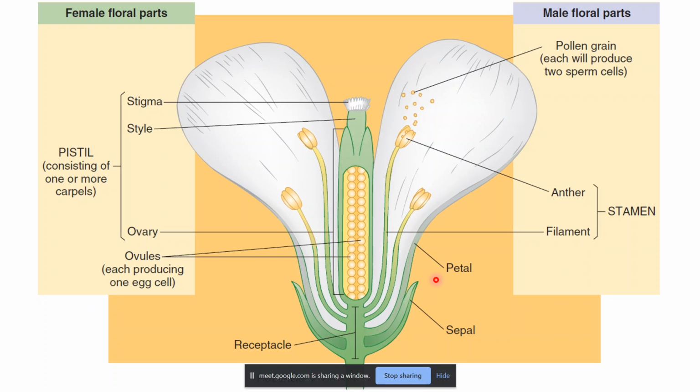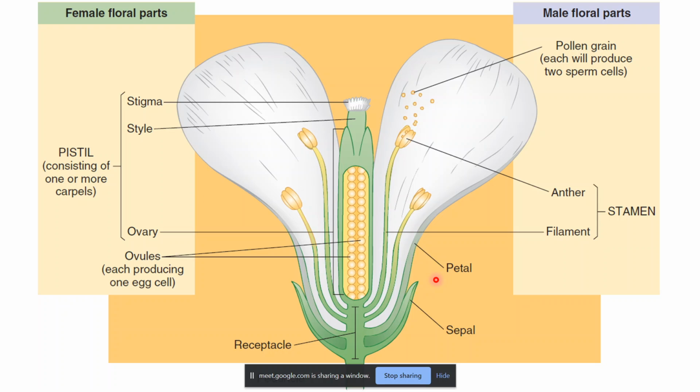So these will participate in the fertilization. And an ovary is designated as superior or inferior depending on its location relative to other floral parts, and this character is used a great deal in classification of the flowering plants.